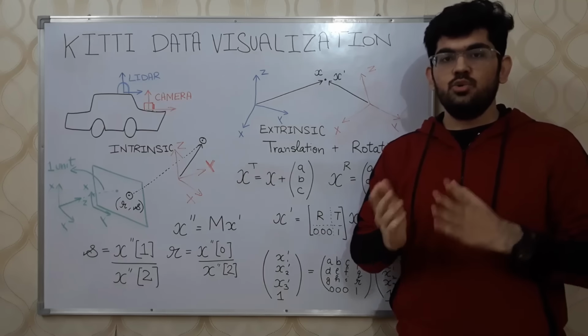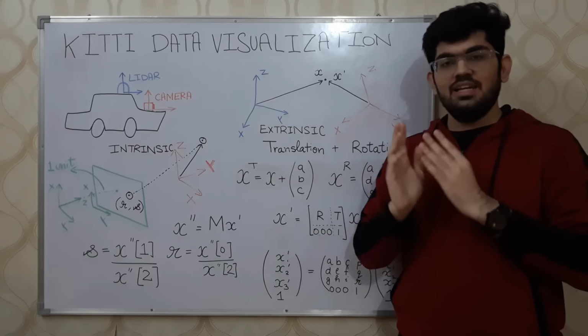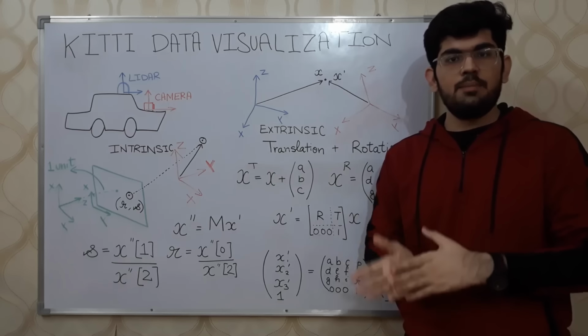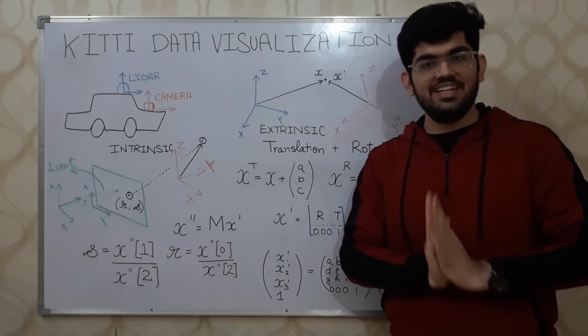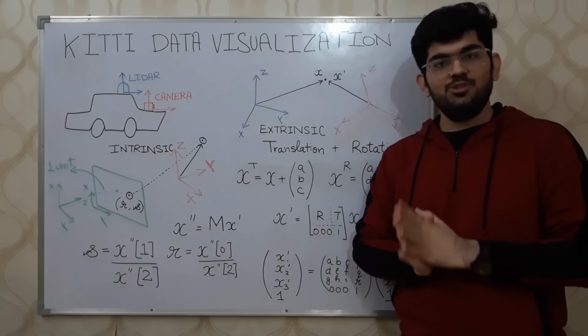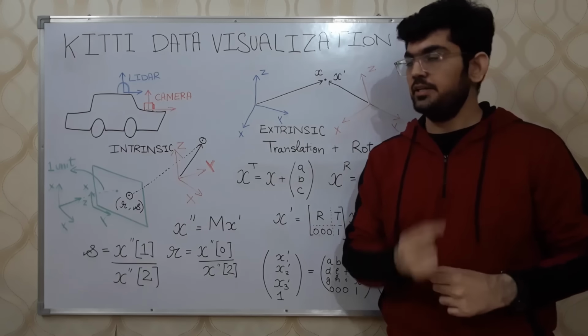Camera, as we all know, is a visual sensor. We use it to capture a 2D scene of a given 3D environment. LiDAR, on the other hand, is a perception sensor. It is used to map a 3D environment using a rotating laser. LiDAR generates what are called point clouds. Point clouds provide a very good representation of a given 3D environment.